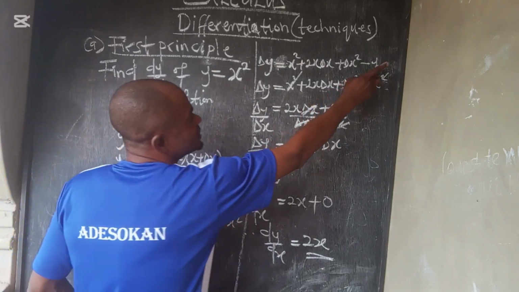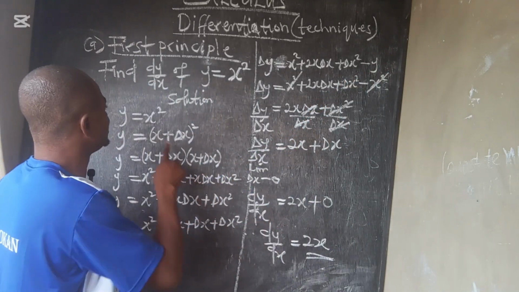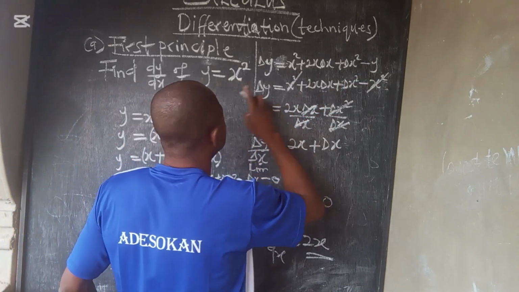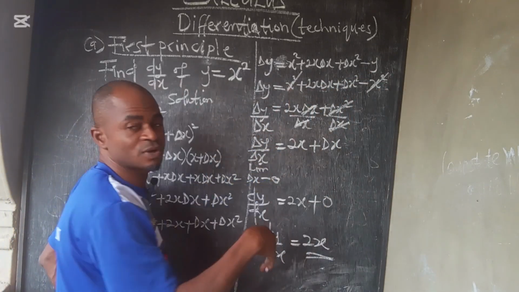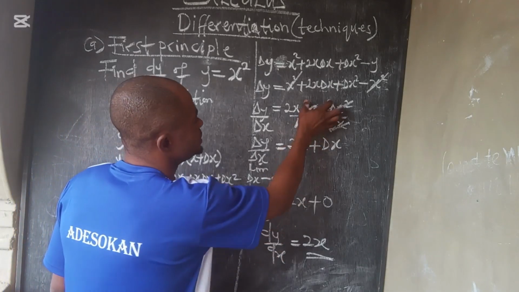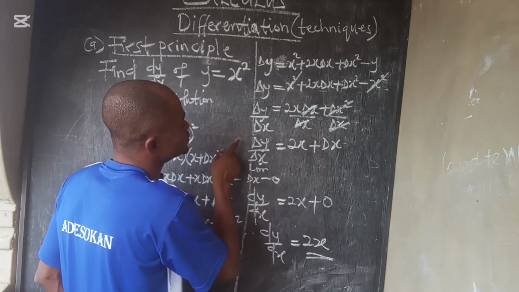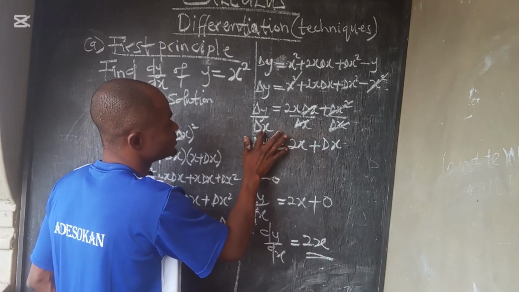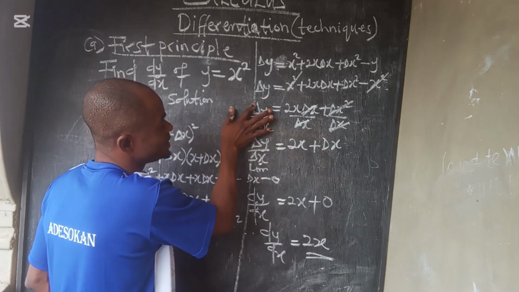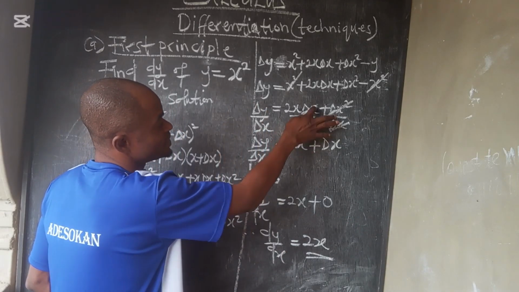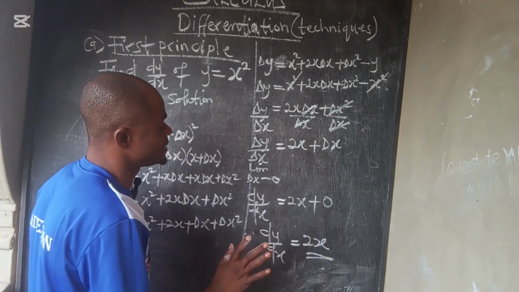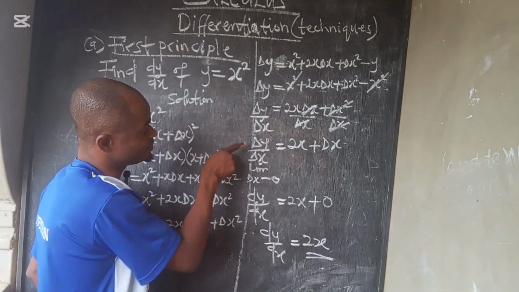Remove y from here and take it to this side. Initially, don't forget that y equals x squared. Instead of writing y, you are writing x squared. Then they cancel each other. Having cancelled it, you are left with this. The next thing to do is to divide both sides by the increment of x. Then you cancel this; cancel one out of two, you have one. And at the end of the day, you have this.